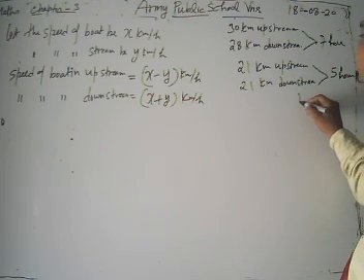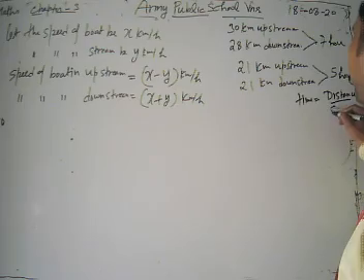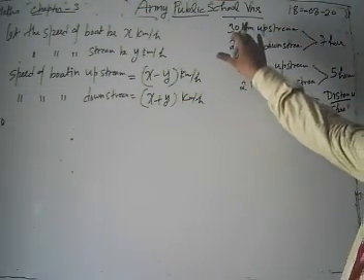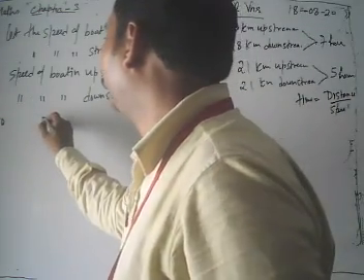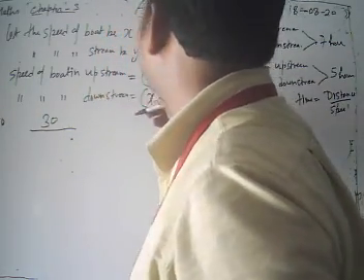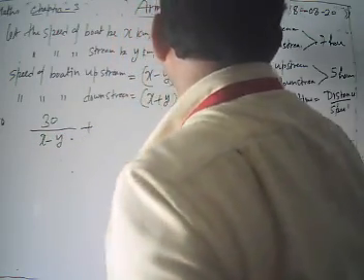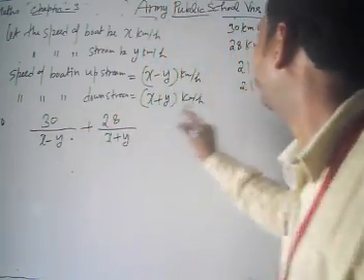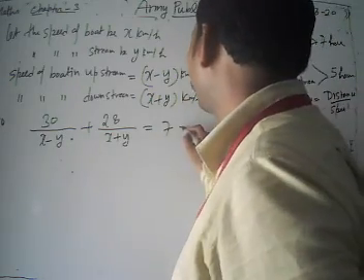What is our basic concept? How can we get time? Time is given by distance upon speed. We have 30 km upstream, so according to the question, the distance is 30 km in the case of upstream. Then our speed is what? x minus y. Plus 28 km downstream, with speed x plus y. Total time is 7 hours. This is our equation number 1.